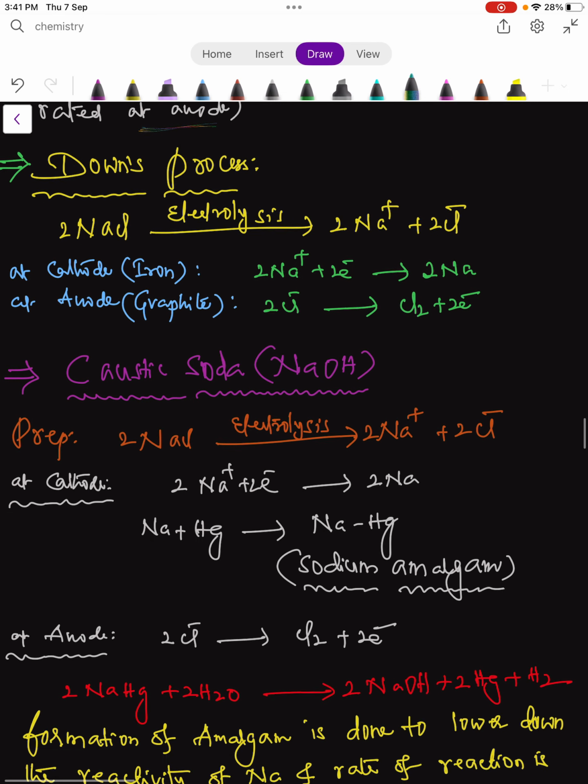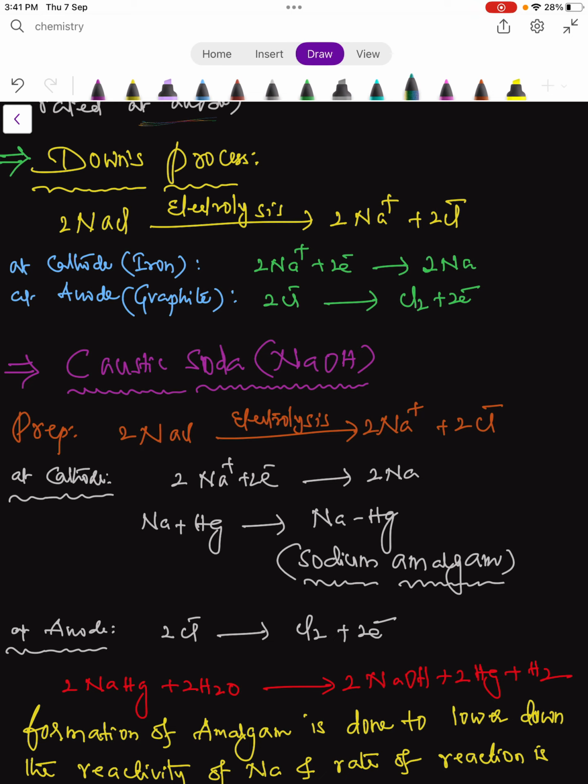Next, the Downs process. In the Downs process, the electrolyte used is NaCl, which decomposes to Na plus and Cl minus, with reduction at the cathode and oxidation at the anode. Due to that, Na is released at the cathode and chlorine gas is released at the anode.